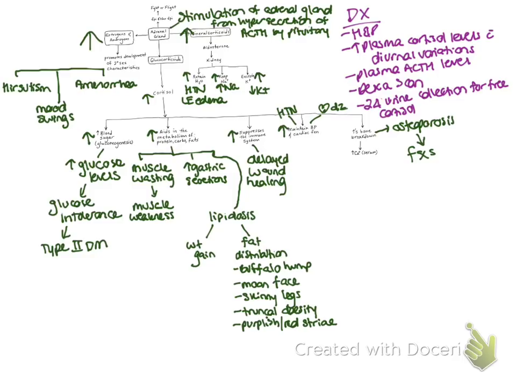Normal is about 80 to 120. And we can get a CT or MRI, and that's going to show us if there is any tumor in the adrenal or pituitary gland. And we can get things like CBC, sodium, potassium, glucose, which is going to show us the hypernatremia and the hypokalemia.